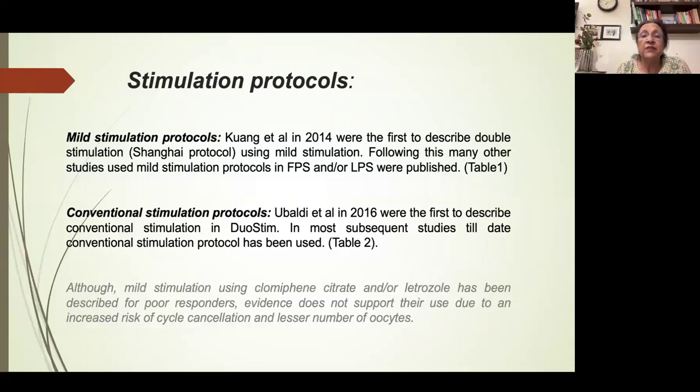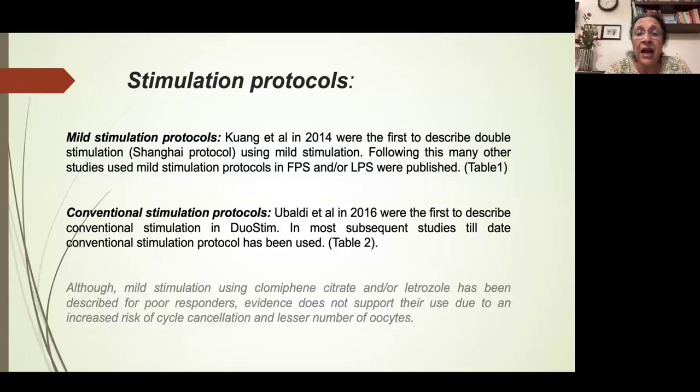Kwong et al. in 2014, as I told you, was the first to describe double stimulation, and it's also known as the famous Shanghai Protocol. He used mild stimulation, alternate days, HMG, some letrozole, some clomiphene, everything. Following this, many other studies used mild stimulation protocols in FPS and in LPS, or in one of the two phases, maybe in FPS, but not in LPS. And I'll show you a table where I've given all these studies.